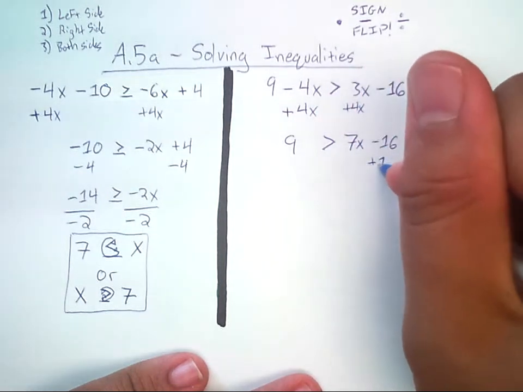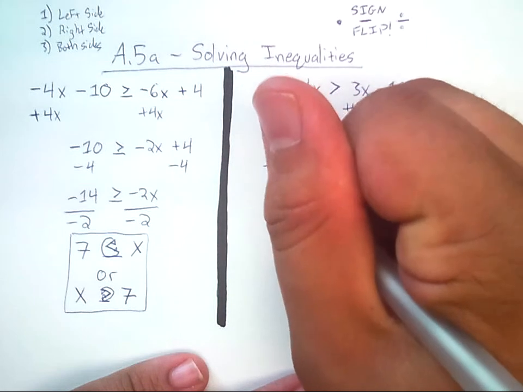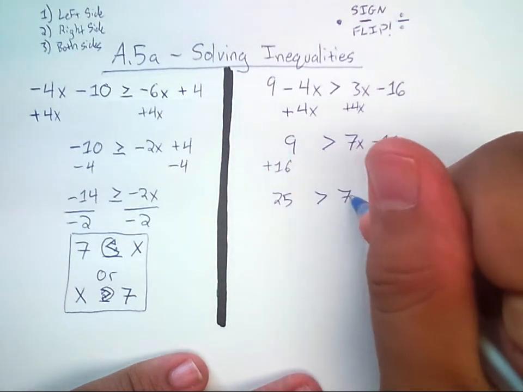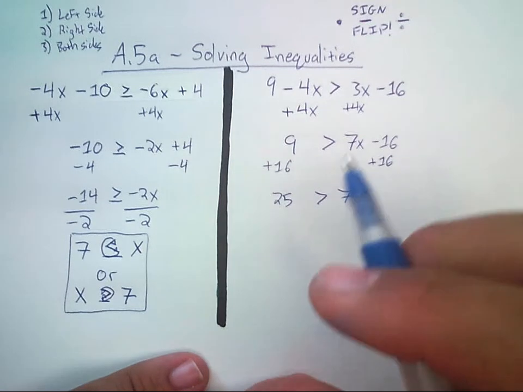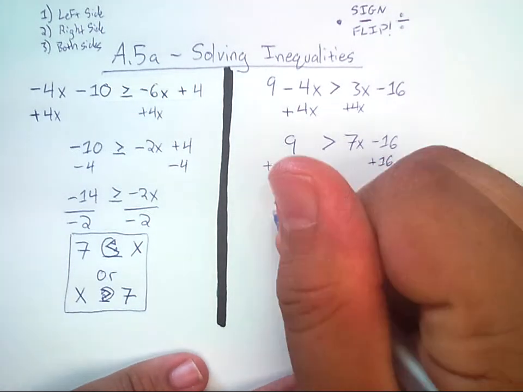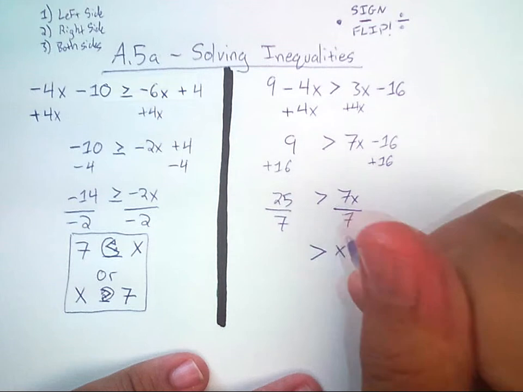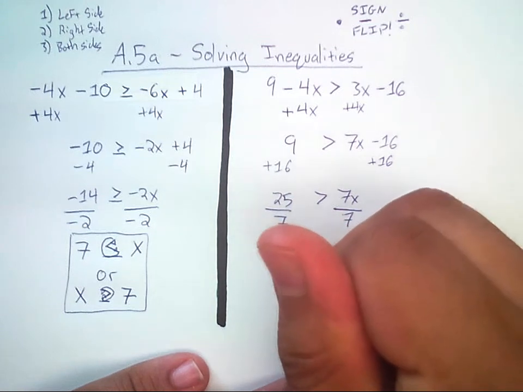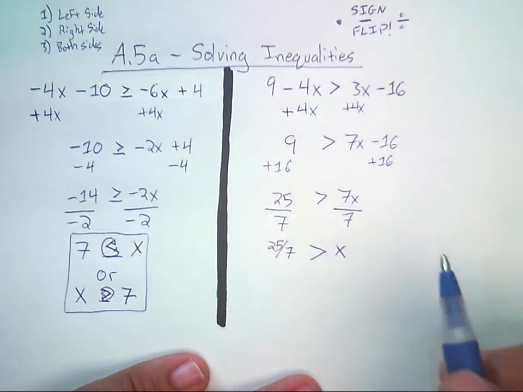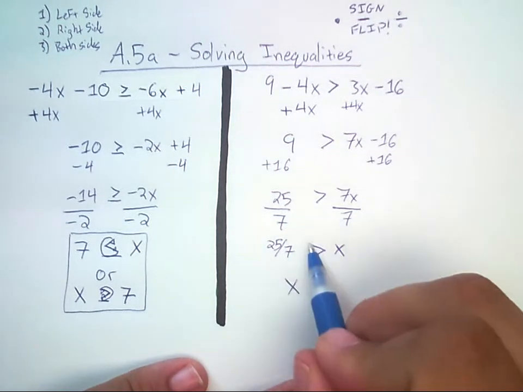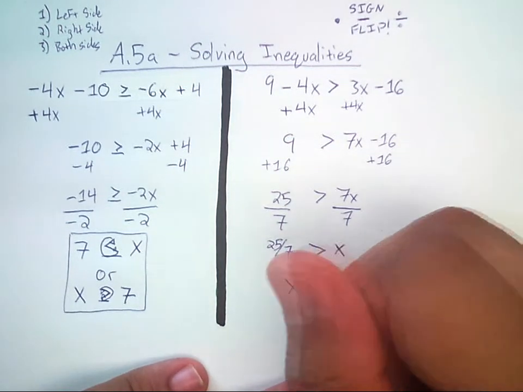We're going to go ahead and add 16 to both sides. So that'll give us 25 is greater than 7x. And to finish it off, we're going to divide both sides by 7. Now, since I'm dividing by a positive, nothing happens to the sign. So our answer is going to be 25 over 7. But again, it's not really proper to write it this way, so what we're going to do is flip everything around. The monster was eating the bigger number, so it was eating 25 over 7.